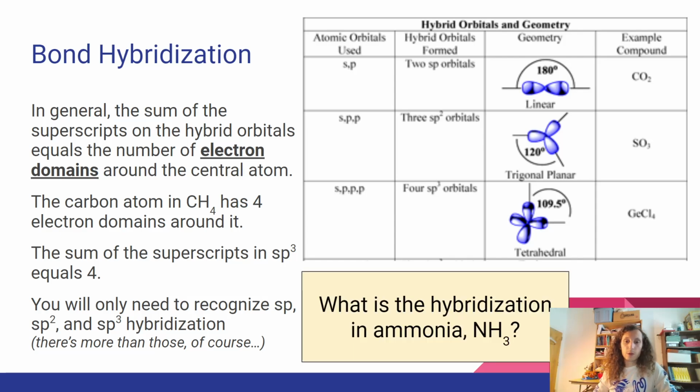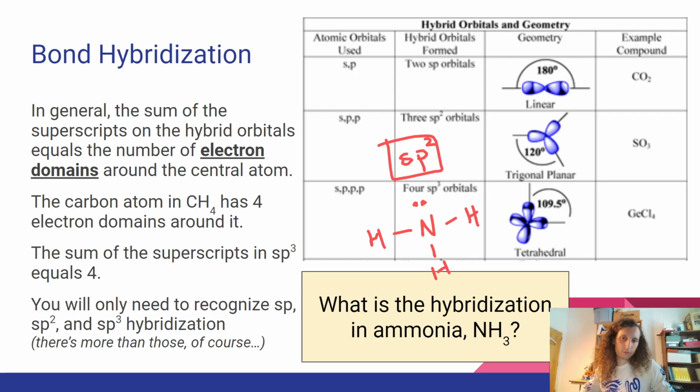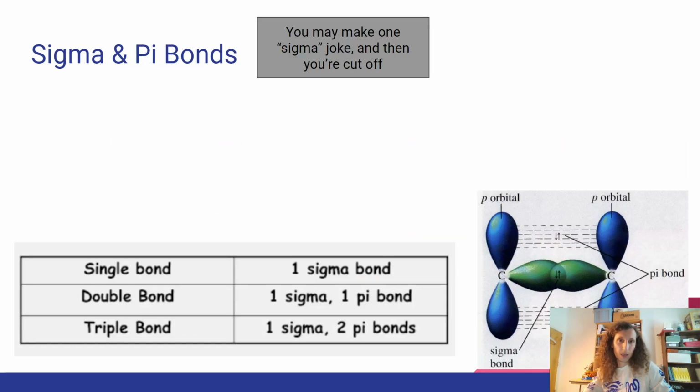So if we look at ammonia, NH3, we've got N, 3 H's, and a lone pair on the nitrogen. How many bonding domains are there? 1, 2, 3. So the sum of superscripts is going to have to equal 3, so it's going to be sp2. That is the bond hybridization for ammonia. Honestly, not too hard, but it is a weird thing.